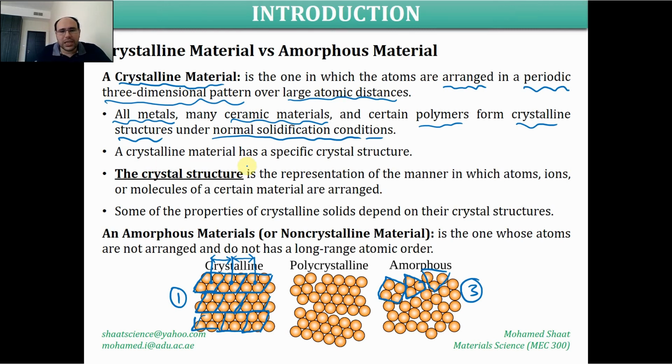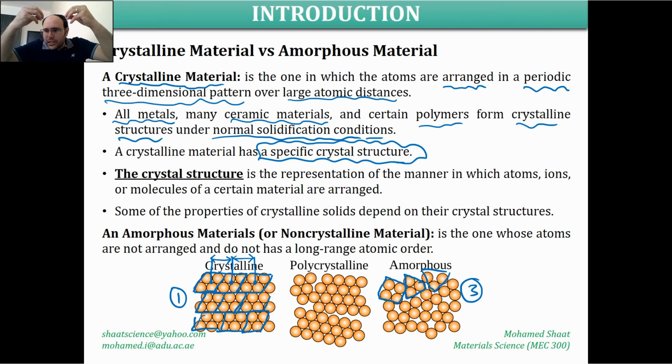So a crystalline material has a specific crystal structure. What is a specific crystal structure? This pattern, when it is repeated, forms a crystal. So we're going to say that this material has a crystal structure. It means that it contains crystals, and the atoms inside this crystal have a specific arrangement or distribution, and this keyword will be clear as we move on. Make sense?